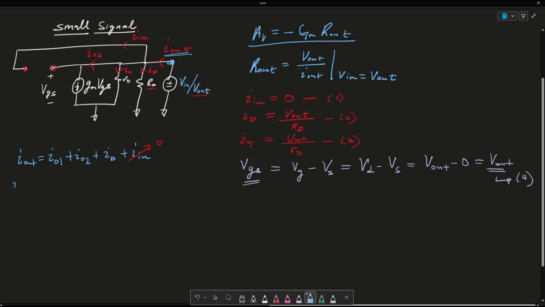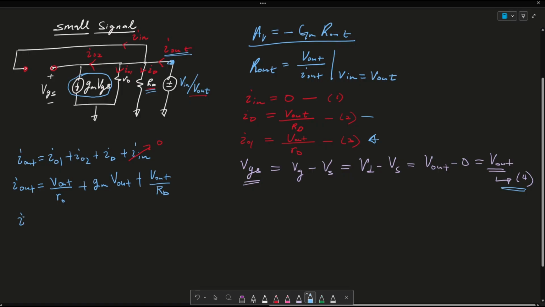So we can say then that I out is equated to IO1, which is equation number 3. So it's V out over R out, plus IO2, which is just this voltage controlled current source. So it's going to be GM times VGS, which we take from equation number 4. It's just V out plus ID, the current through RD, or equation number 2. So we can say then that ID is going to be V out over RD.